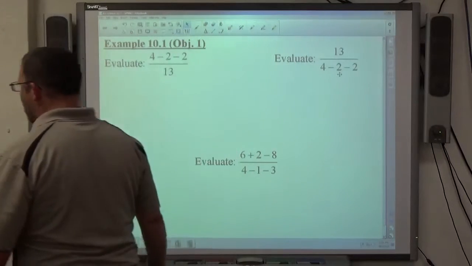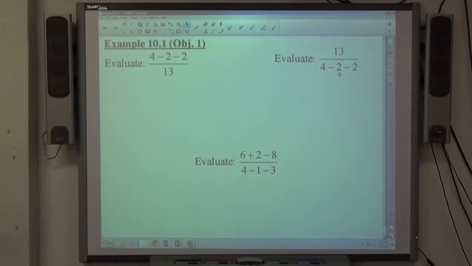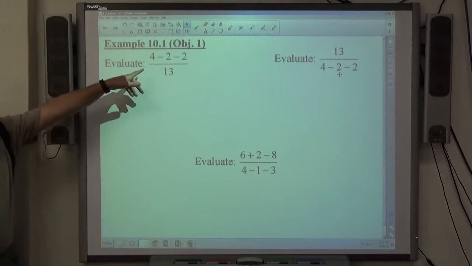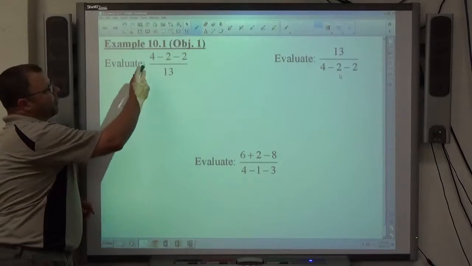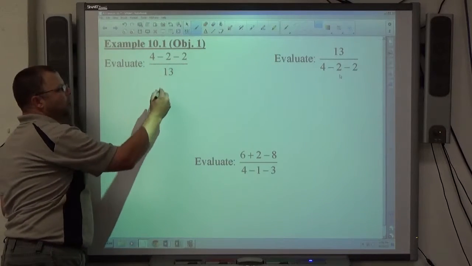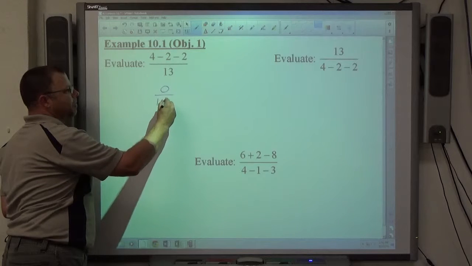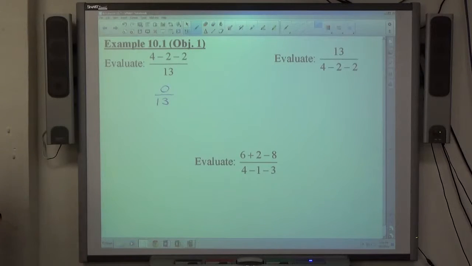All right, example 1 involves fractions with zeros in them. If you take a look at the first one here, evaluate 4 minus 2 minus 2 over 13. If we just do a quick evaluation on top, 4 minus 2 minus 2 is 0. Okay, and that's our first instance of 0 in a fraction. It equals undefined.